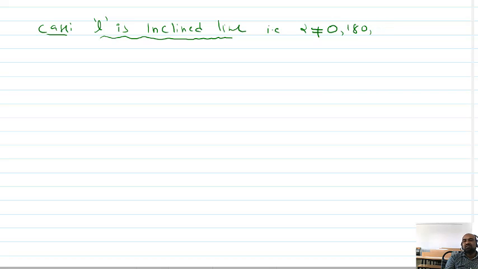Case 1. L is an inclined line. That is, alpha is not equal to 0, 180, 90, 270. For alpha equal to 0, the normal coincides with the x-axis. 180 also coincides with the x-axis. 0 means you can say that it is parallel to the x-axis also. 90 is a vertical line. So what does it mean? L is not vertical, not horizontal.